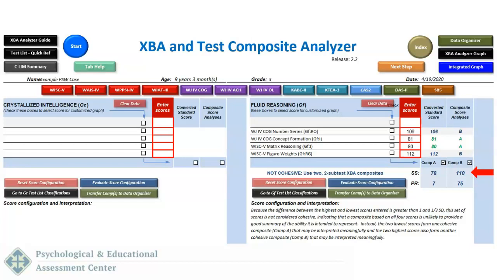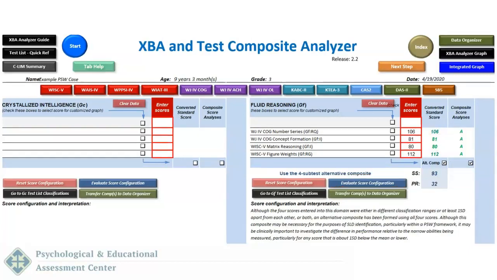So which composite is actually representative of the student's fluid reasoning ability? Well, it is the examiner's responsibility to analyze this performance and answer that question given all of their assessment data. To add more clinical judgment into this mix, if the examiner selects the Evaluate Score Configuration button, the XBAS program can provide up to 6 different score configurations that I will quickly go through with you.